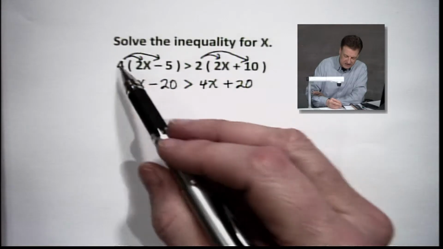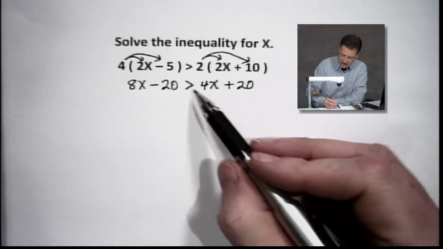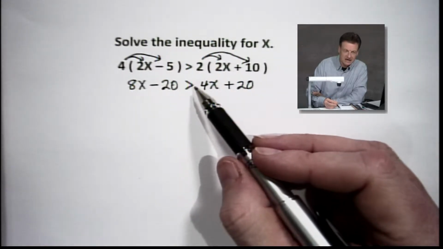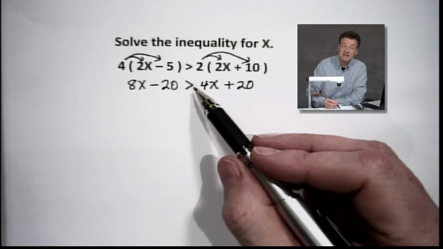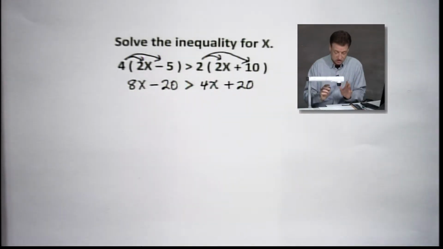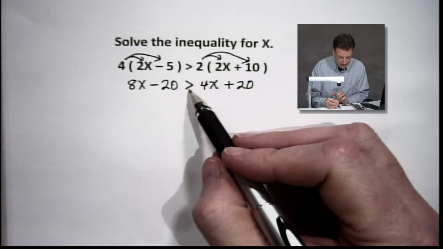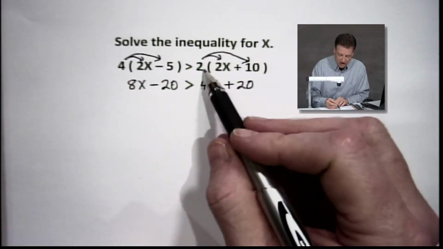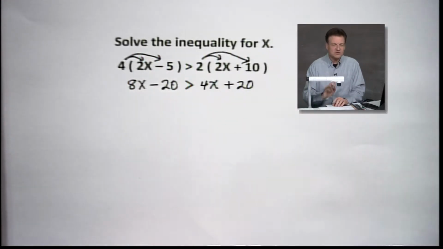I'm getting 8x, I'm getting minus 20. That looks good. Don't shift. Do not make anything happen here. We may not even need to make it change direction. So keep that greater than going to the right. Let's see, 4x, that's correct, and plus 20. So check your multiplications at home, all right, see where we are.